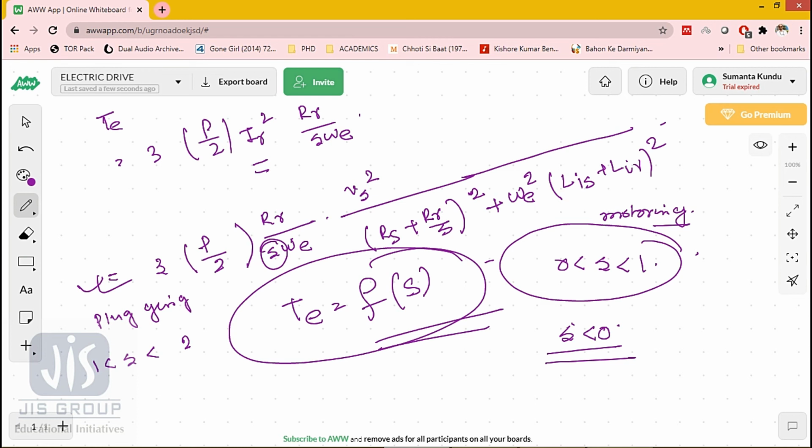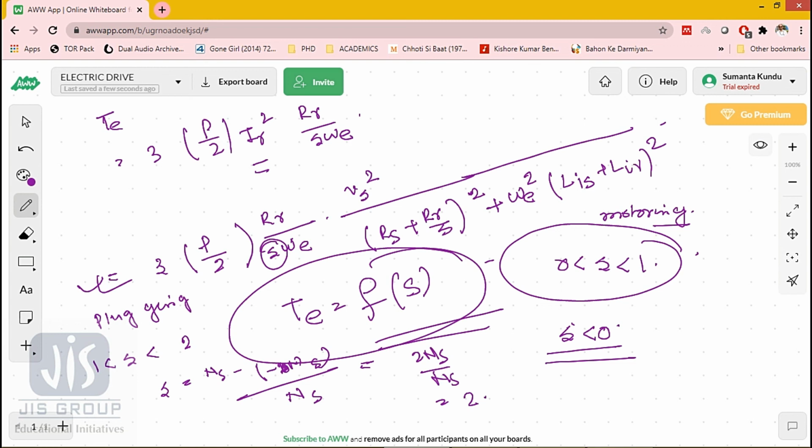Now for a braking operation, the slip is (ns minus of -ns) by ns. Sorry, minus of ns. It will rotate in the opposite direction, so it will become 2 ns by ns, that is 2.